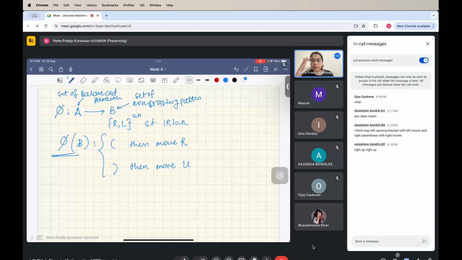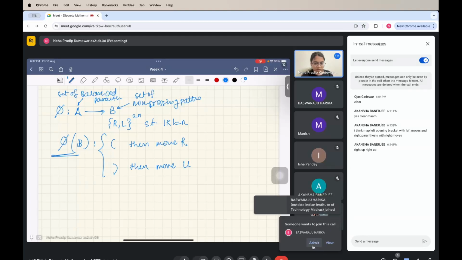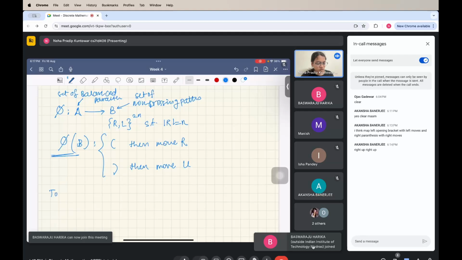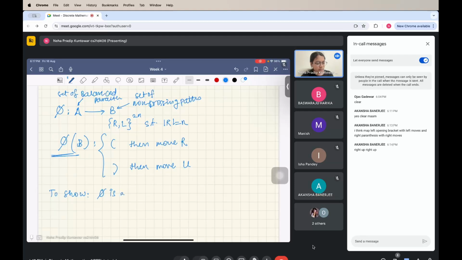What we did is we just defined what the function is, but it is not enough to just define the function. What you need to do is prove formally that phi is a bijection. So what do you mean by that?